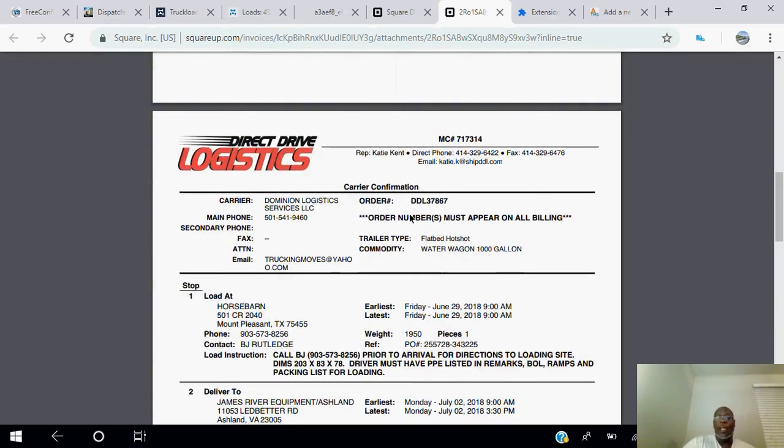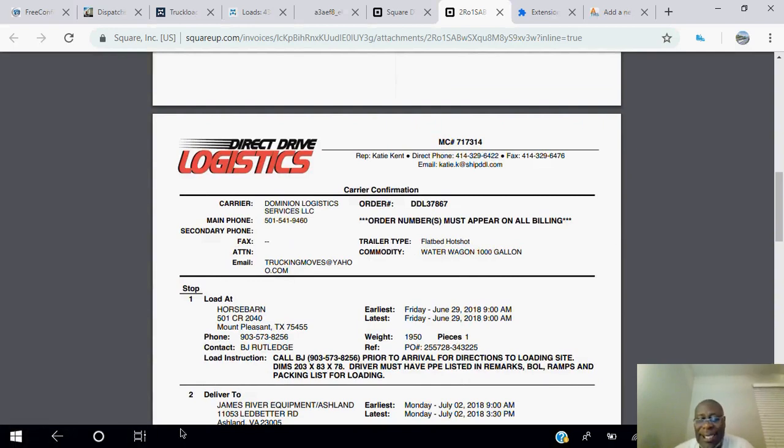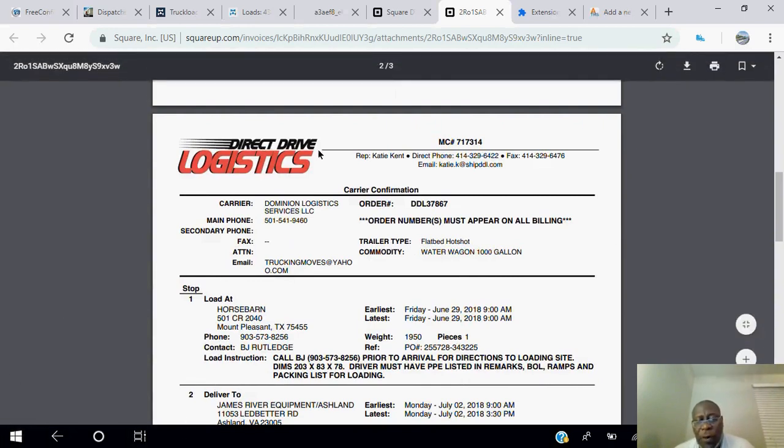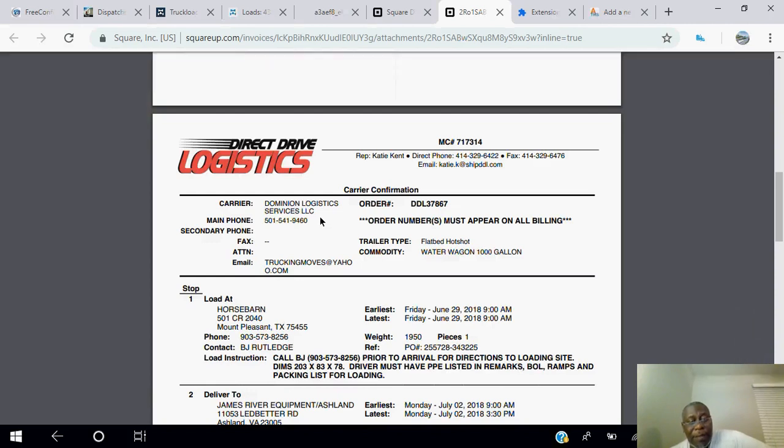All right, but this is what your confirmation rate sheet is going to look like. They're all going to be almost exactly the same. Going to have the name of the brokerage firm. Up here is going to have their MC number and all that type of stuff. All their contact information, the emails. And it's going to have the carrier confirmation. It's going to have your carrier's name here. This is what you all are looking for. You all are looking to make sure that it has your carrier name right. Okay? Make sure you have that right. You're looking to make sure that there is an order number. All right? You got to make sure, and you can check the numbers and stuff, if those are right. Your carrier's email address is right. All right? The trailer type is going to be a flatbed or hot shot. The commodity is water, wagon, 1,000 gallons.